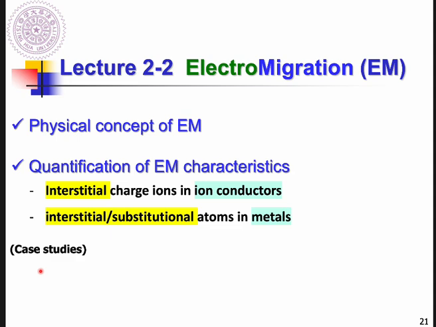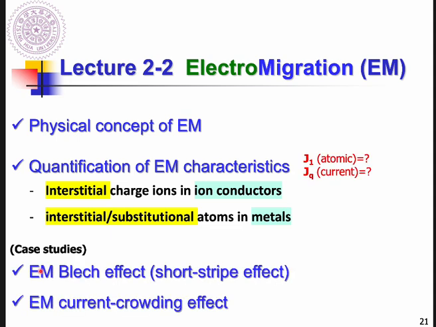Then before we end the section, we are going to talk about two typical cases caused by these electron migrations. Both of them are electron migration induced failure in devices. The first one we call the Blech effect. Some people call it a short stripe effect. This is the major effect, and there is also a secondary effect, so people call it the current crowding effect.